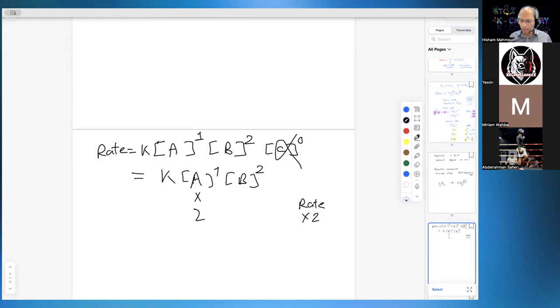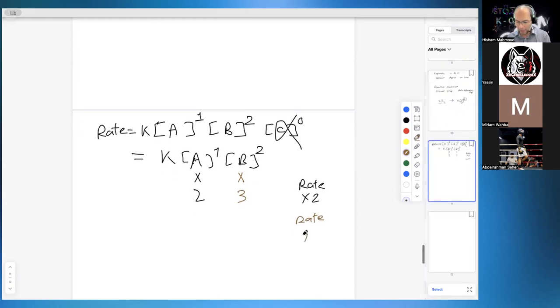Okay, what if B is multiplied by 3? What happens to the rate? Is it multiplied by 3 or 3 to the power of 2, Abdurrahman? In case of B, 3 to the power of 2. Why? Very good, because B is second order.